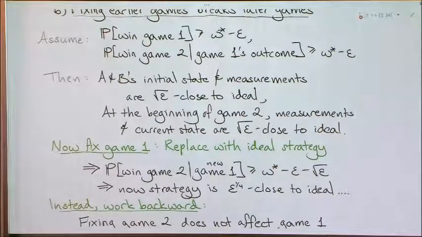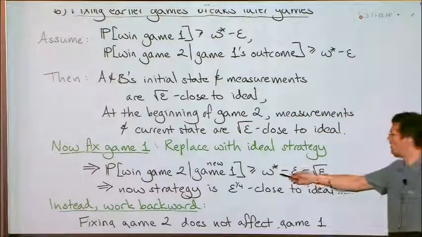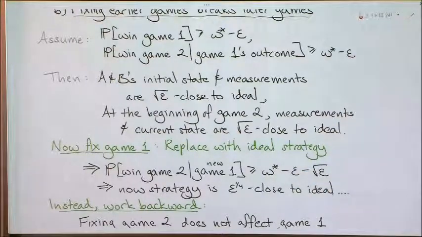But that's no good. I mean, because if we fix the first game by putting in an EPR pair, we've changed the state by square root of epsilon, which means now the probability of winning the second game is going to be omega star minus epsilon minus root epsilon. So we've introduced some new error into the second game. And so now that's fine. I mean, epsilon's small, I guess. But root epsilon is, of course, much bigger than epsilon.